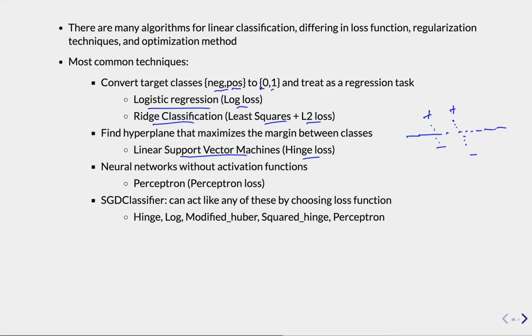We can also use a simple neural network without any nonlinear activation functions. And the well-known example here is a perceptron, which uses the perceptron loss. And finally, we can also use a gradient descent classifier, which uses a range of different loss functions, like hinge, log, and Huber. And depending on what you use, you will basically solve the same problem as the ones above, only optimized in a different way, which is often useful when you have very large data sets.